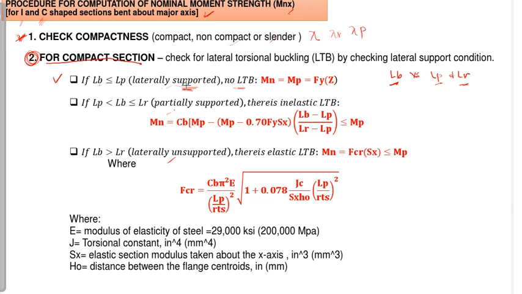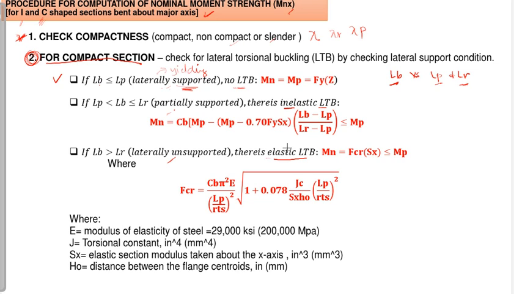If LTB will not occur for a laterally supported section, that would be yielding. So, yielding tayo pag laterally supported. Okay? So, pagka naman partially supported, what will happen? Meron tayong inelastic LTB. And yung Mn natin is linear, tas pagka unsupported naman, magkakaroon tayo ng elastic LTB. And yung Mn natin is a non-linear.